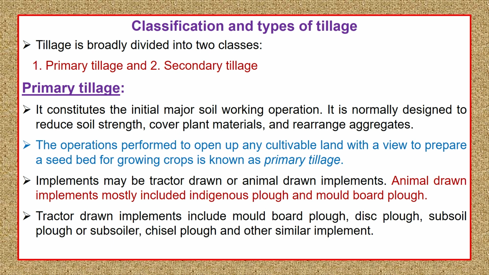Implements under the primary tillage may be animal drawn type implements, or tractor drawn type implements. If it is an animal drawn type implement, it includes the indigenous plow and mold board plow as primary implements. Under the tractor drawn category, the implement may be mold board plow, disc plow, subsoiler, chisel plow, and other types of implement like rotary tiller and all. So they all come under tractor drawn implements.